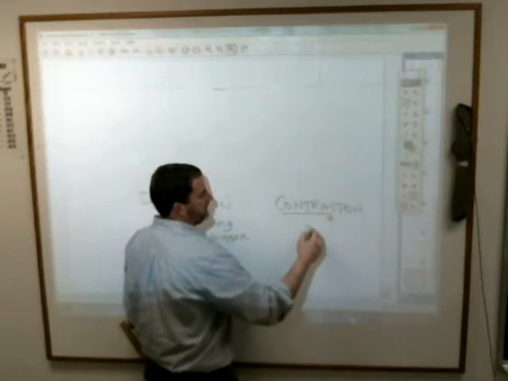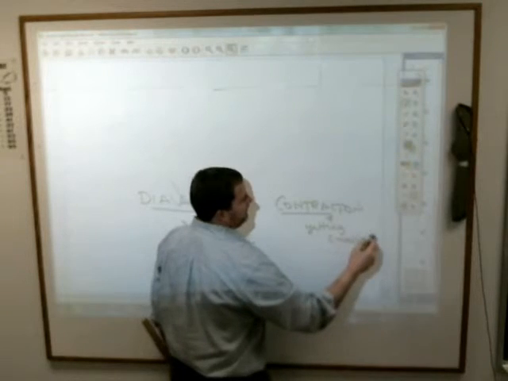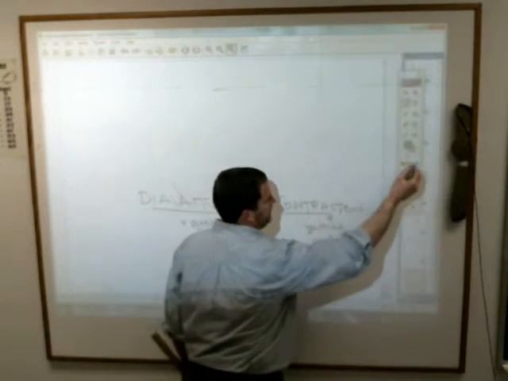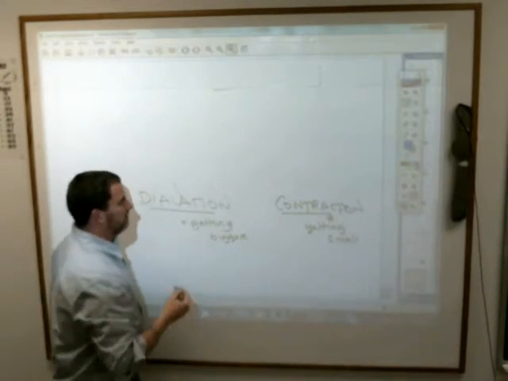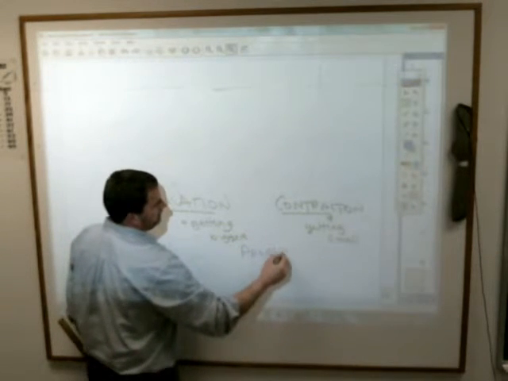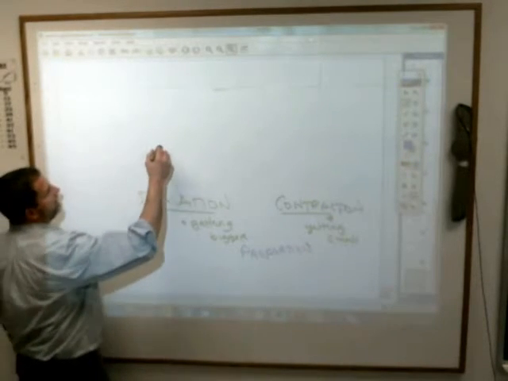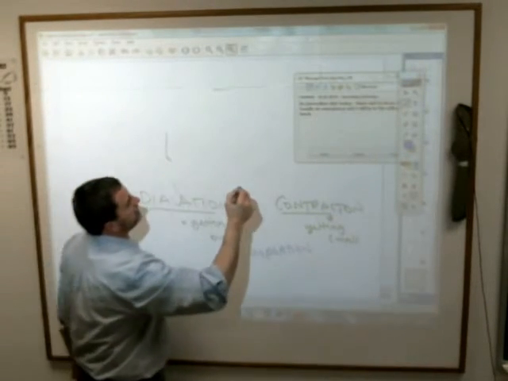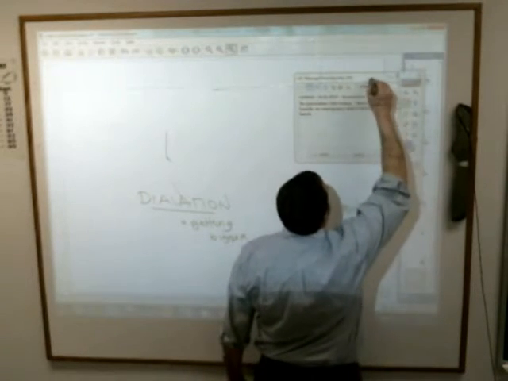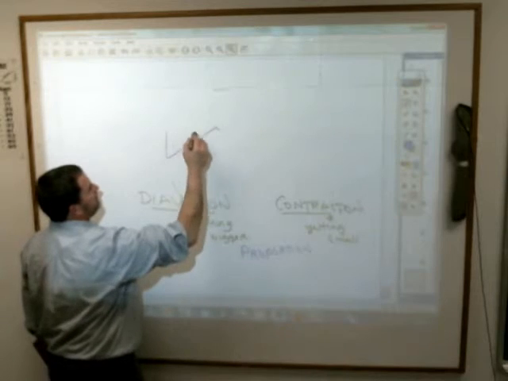Dilation means getting bigger. Contraction means getting smaller. But you have to remember the point: it isn't just that they're getting bigger and smaller, it's that they're getting bigger and smaller proportionately. And the way the book shows it is like this. Let's say you've got a triangle here.